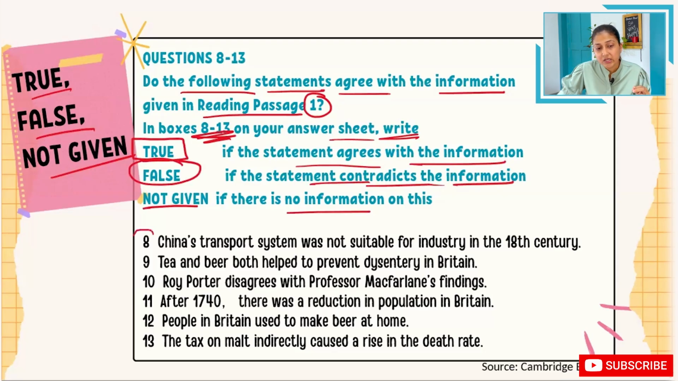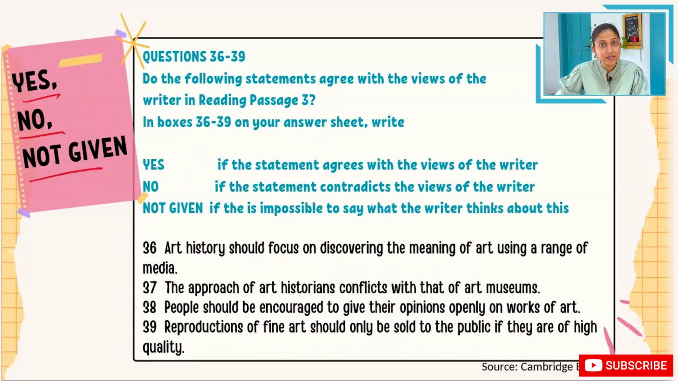So when you read the question and while reading the passage, you are not able to find anything related to this, you will say it's not given. If you find that yes, it is absolutely matching with what the statement is, like basically the statement and the passage is matching, then you will write true. If the statement is contradicting what is there in the passage, then you will write false. Something similar is there for yes, no, not given. The words are different, but the concept is pretty much the same.